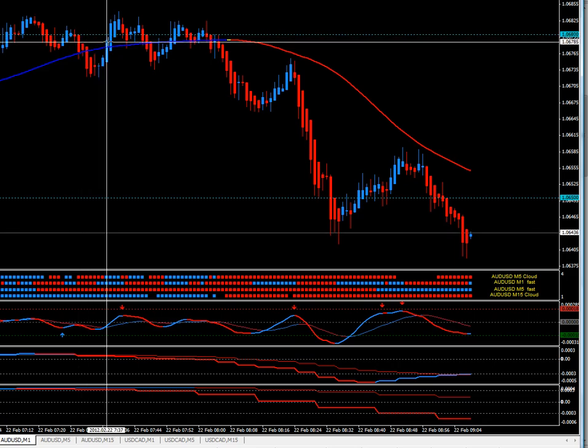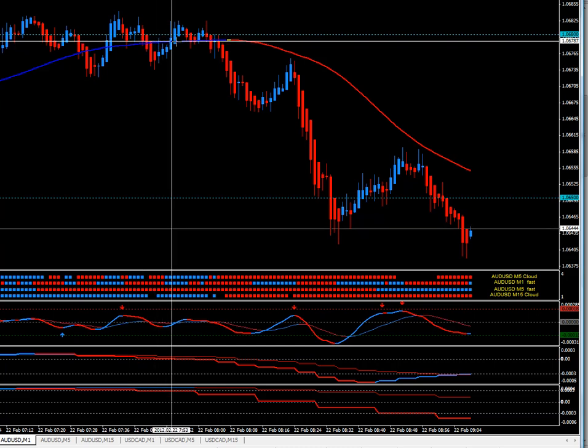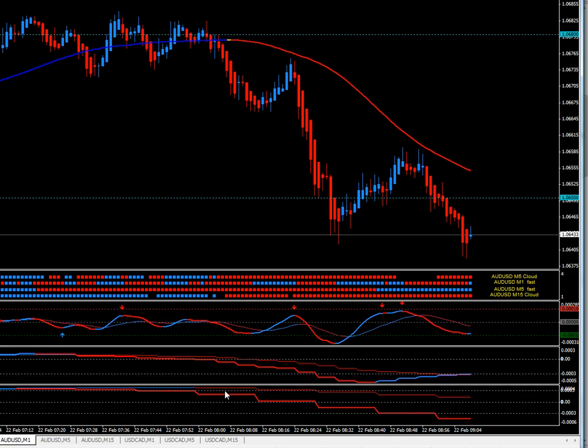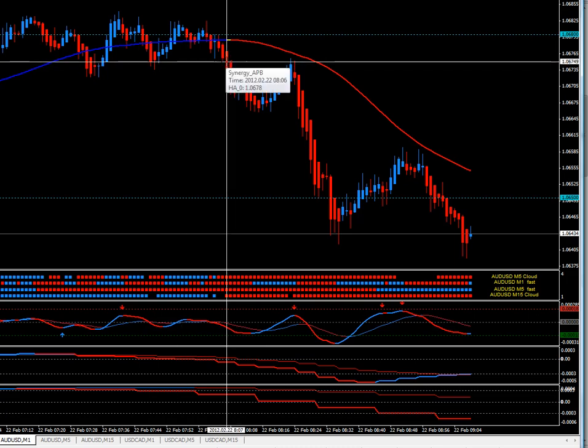Now, look, everything's starting to go red. You've got a cross to the downside here of the 15-minute tricks, a cross to the downside here, and then a new cross to the downside on the 1. When these three happen roughly simultaneously, I'll almost always take a trade. And you get that here.